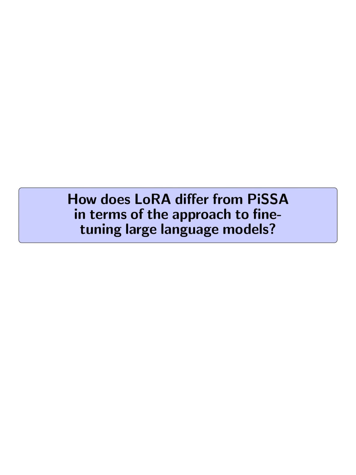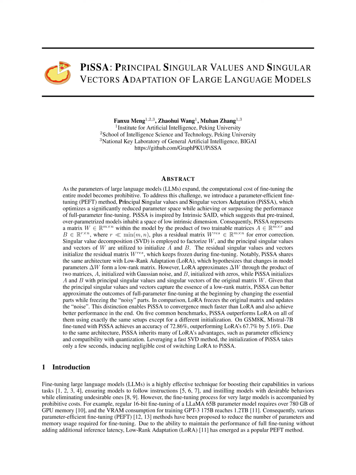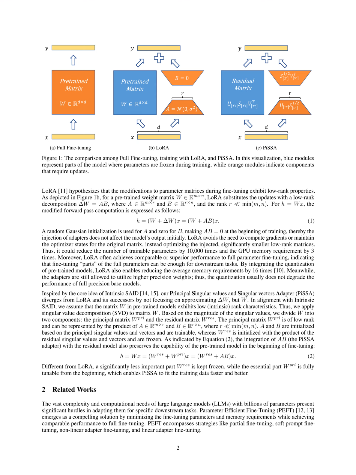How does LoRA differ from PiSSA in terms of the approach to fine-tuning large language models? LoRA and PiSSA differ in their approach to fine-tuning large language models, primarily in how they handle weight adjustments during model adaptation. LoRA focuses on approximating weight updates with low-rank properties, substituting updates with a low-rank decomposition delta W equals AB, where A and B are low-rank matrices.